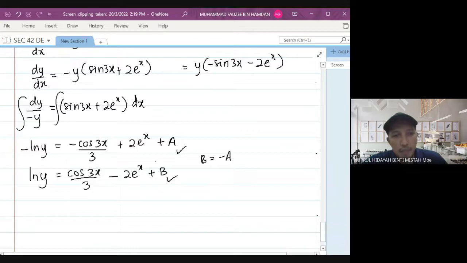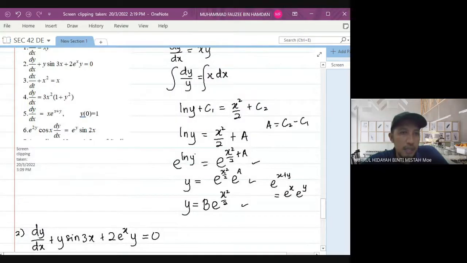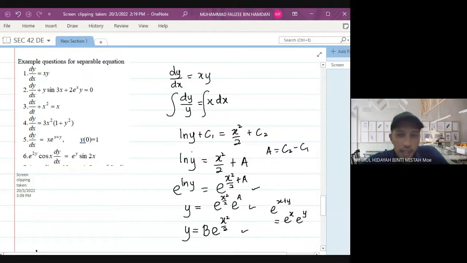Okay, question number 2. Any question for example number 2? Any question? No? Okay, so now we look at another example. The last one. Between question number 3, 4, 5 or 6, which one do you want to discuss? Choose one question that you want to discuss.